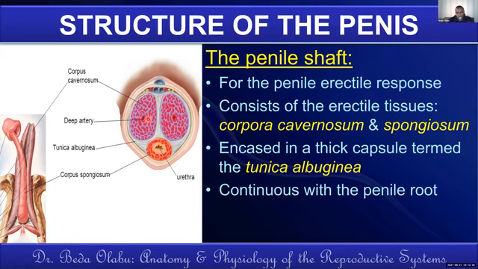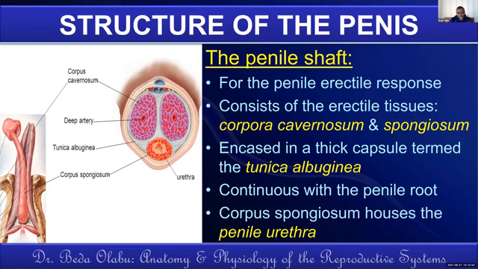Now, the shaft of the penis is continuous with the root of the penis in this manner. The bulb of the penis is continuous with the corpus spongiosum. We can say corpus spongiosum radiates from the bulb of the penis, while corpus cavernosa radiates from the crus of the penis. Notably, the corpus spongiosum contains the urethra. The penile urethra, or the spongy urethra, if you wish, is contained within corpus spongiosum.